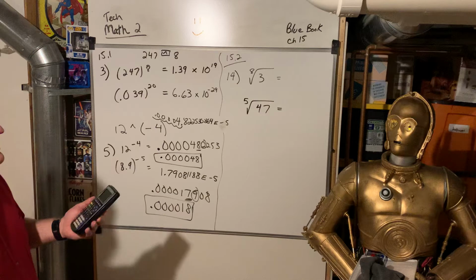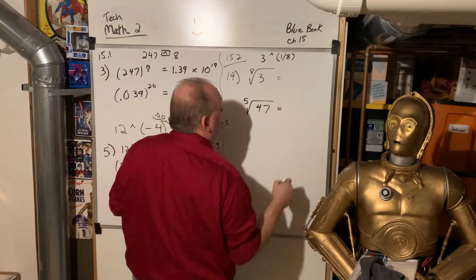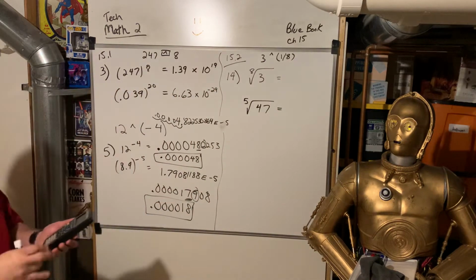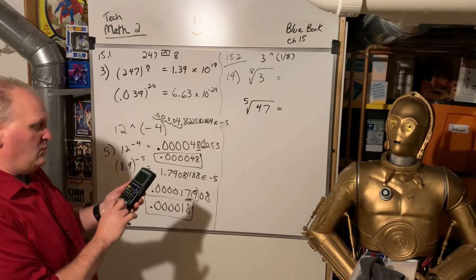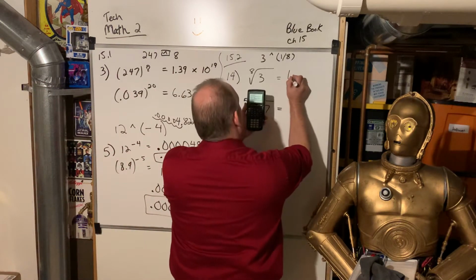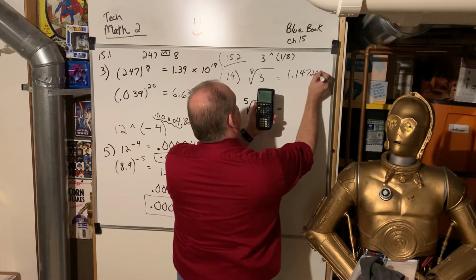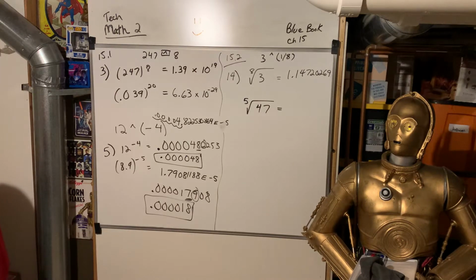Okie dokie. Let's take a look at this. So this is 3 to the 1/8 power. Remember I showed you that when we did weird roots. So 3 to the caret parenthesis 1 divided by 8 end parenthesis. And so that is 1.1472029, which is, oh wait, they didn't want me to do that. Doggone it. They just wanted it as a decimal.